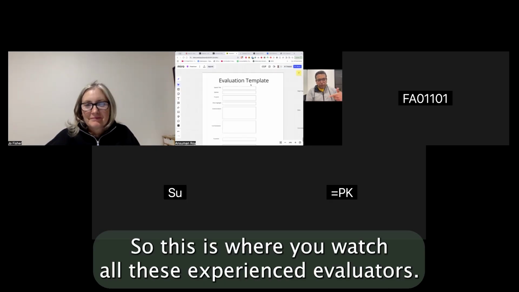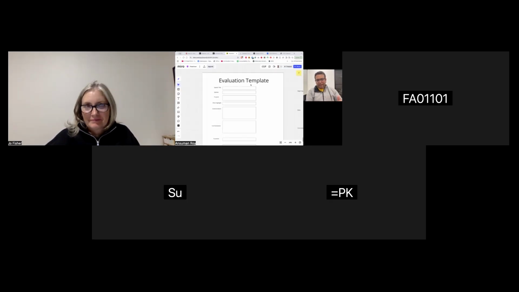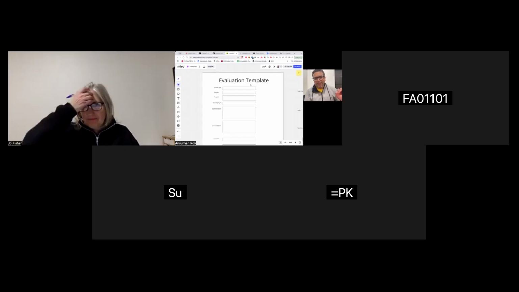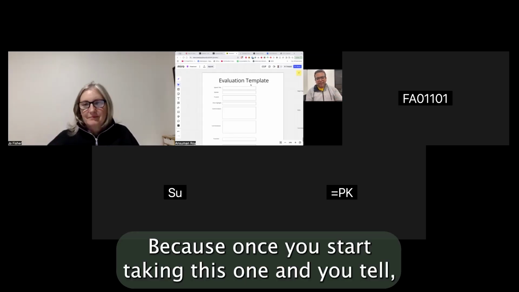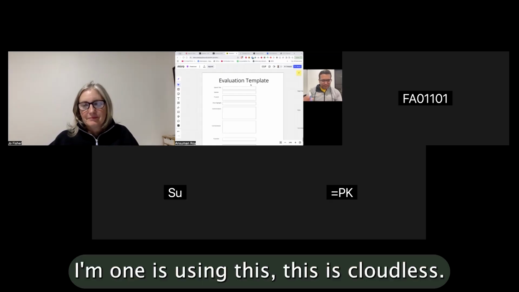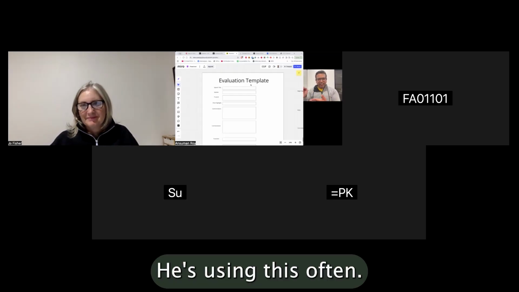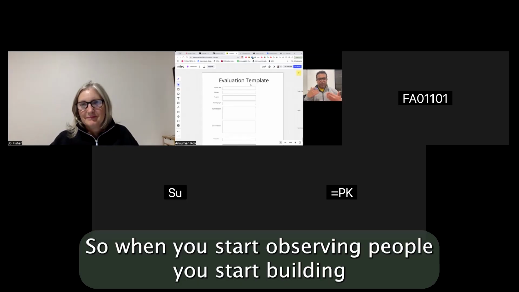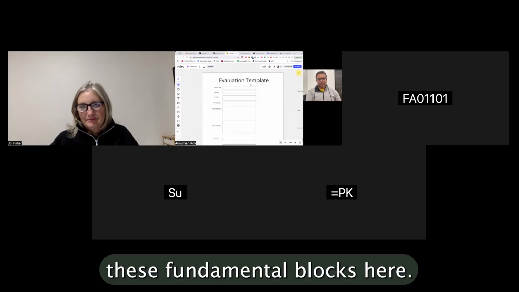Or I sometimes learned this. So this is where you watch all these experienced evaluators. Once you have this meta structure, what structure are people using? Once you start taking this on, you say, Anshuman is using this. This is club class. Now to take it to world class, he's using this often. I will write it down. So when you start observing people, you start building these fundamental blocks.